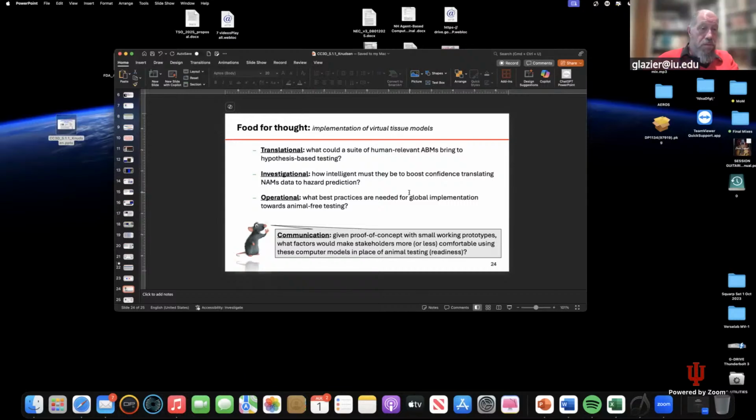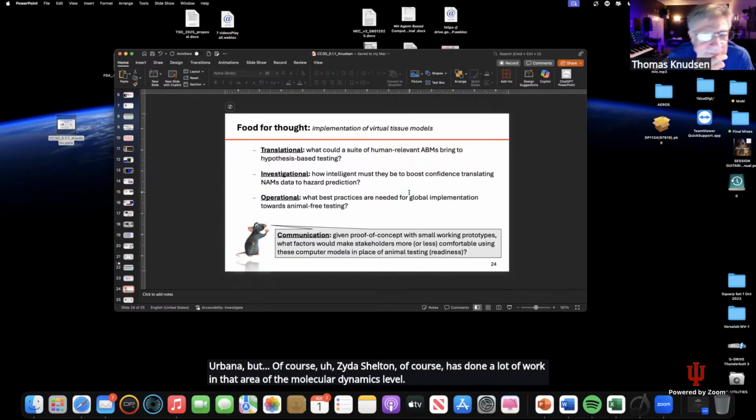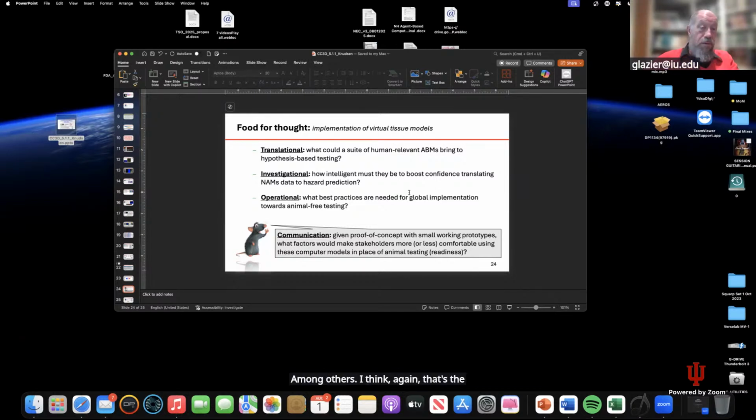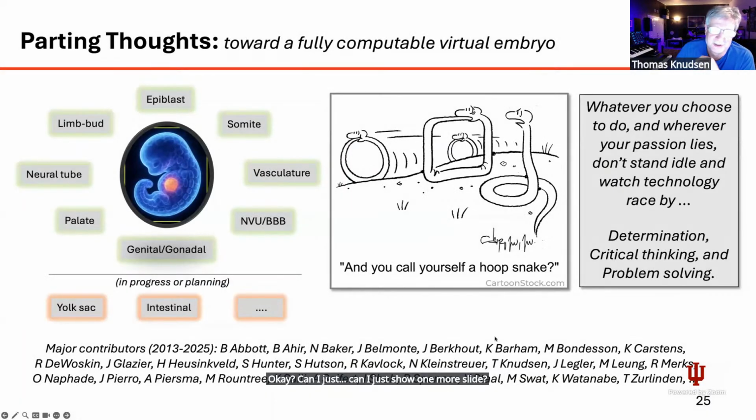I think it's very inspirational. I don't know who you were working with at Urbana, but of course, Zaida Schulten has done a lot of work in that area at the molecular dynamics level, among others. I think, again, that's the kind of thing where the people in this room can take that forward and make it happen. It's just this slide. This is kind of what we're getting at.